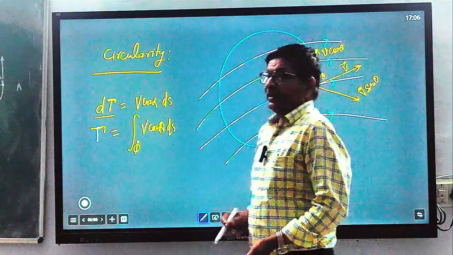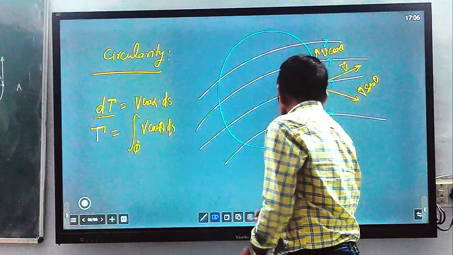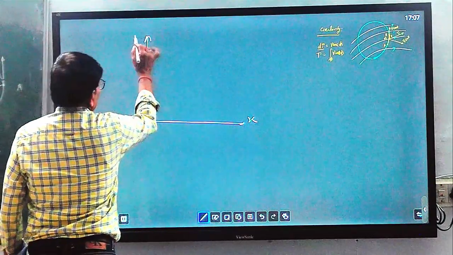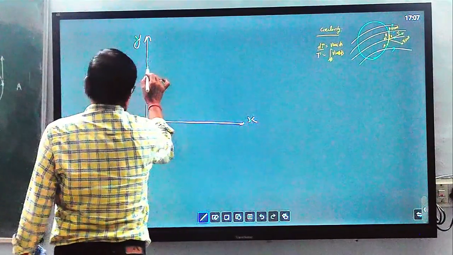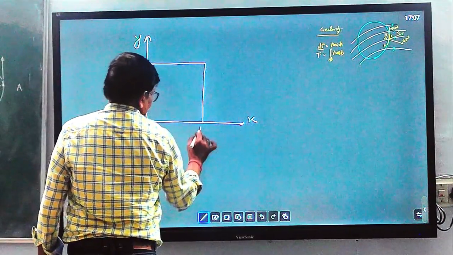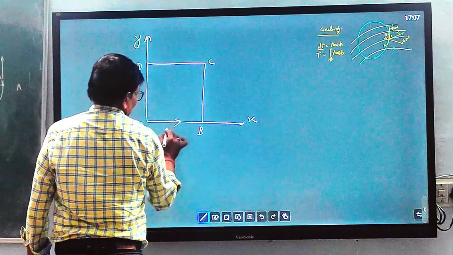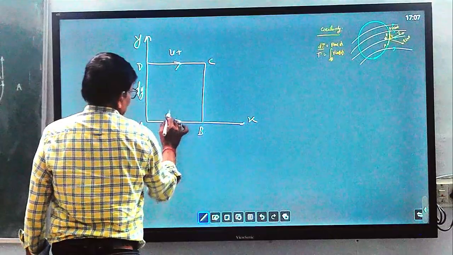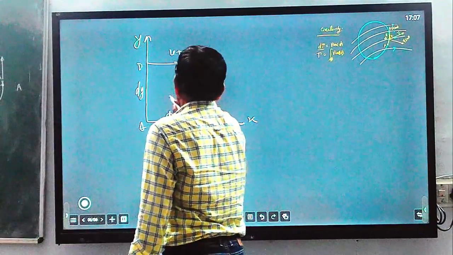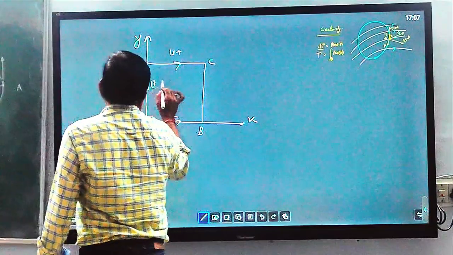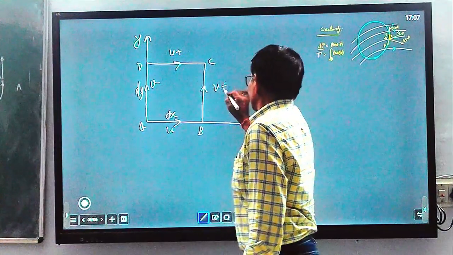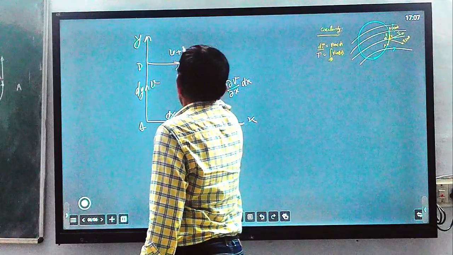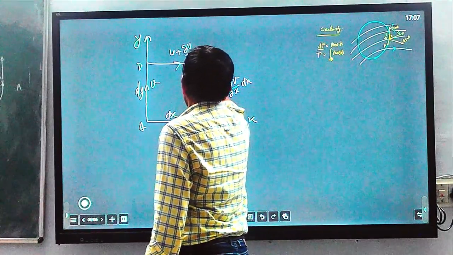So let us define circulation for a small element. This is x and this is y, and take an element A, B, C and D. This is dy and this is dx. Here the velocity is u, and here the velocity is v, and this becomes v plus del v over del x dx. Here the velocity is u plus del u over del y dy.